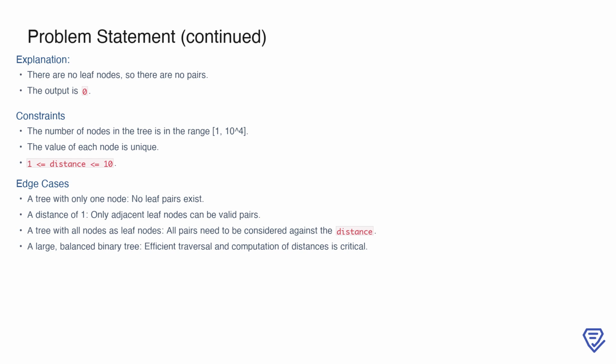As we wrap up, note the problem's constraints. The tree can have up to 10,000 nodes, and the value of each node is unique. Edge cases to consider include trees with a single node, a distance of 1, or scenarios where all nodes are leaf nodes. Efficient traversal and distance computation will be key, especially for larger trees.